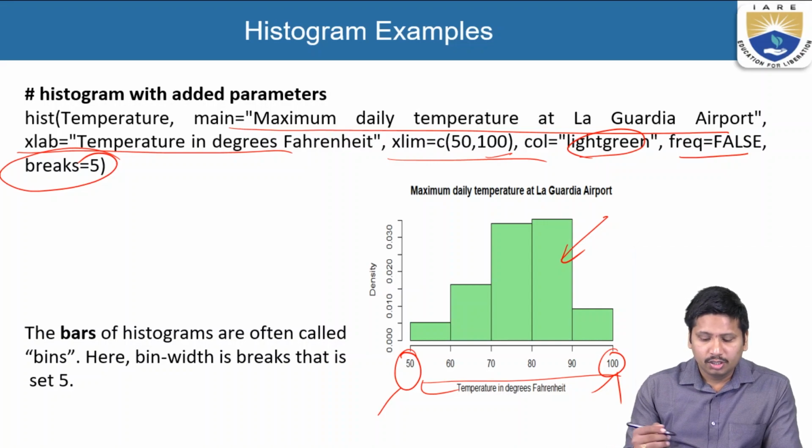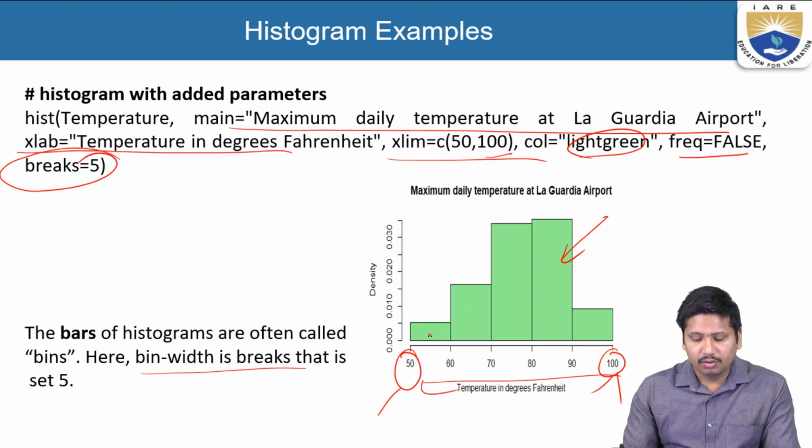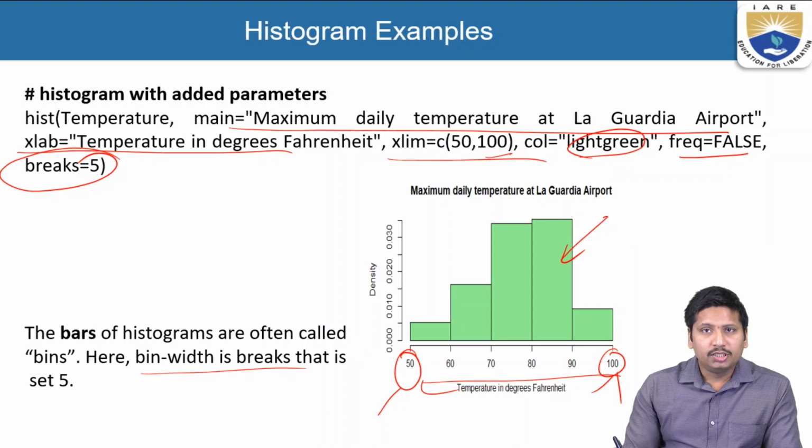And here the extra parameter I'm going to add is breaks. The bars are often called bins, but here the bin width should be set by breaks, set to 5. This is the additional parameter I added in this histogram.